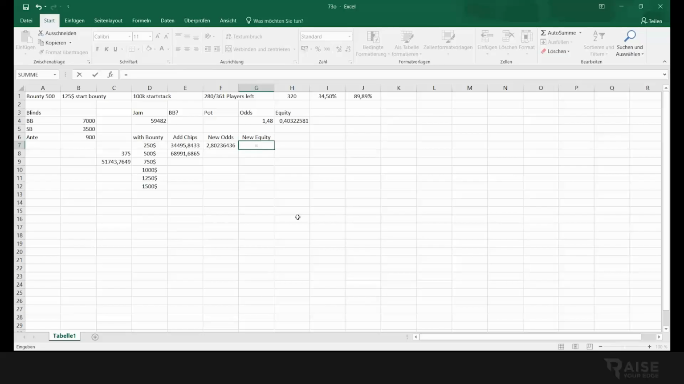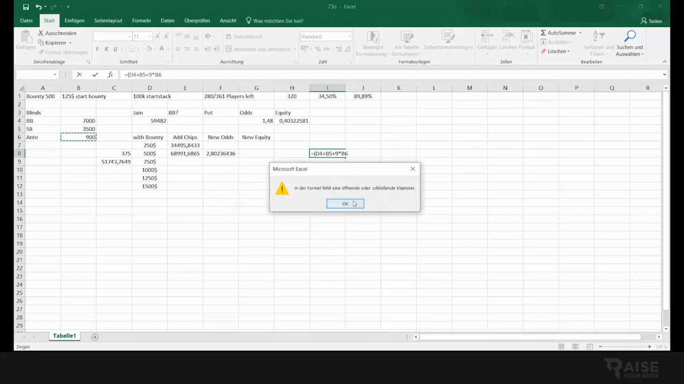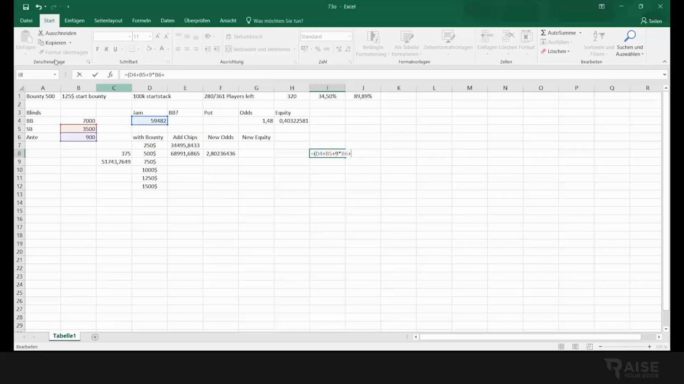So we are calculating the new equity. Maybe you just pull it down. Okay, I just do this here. So again, we are just adding everything together: 9 times the antes, big blinds, stack minus 7k. And now we are adding the chips when he had a start bounty. So this would be the odds when he had a start bounty, and we just shortly calculate the new equity.